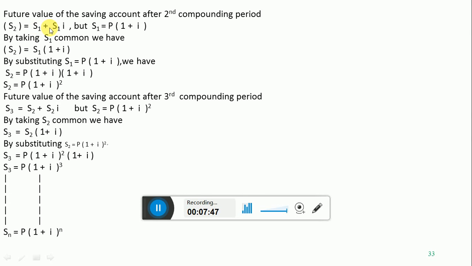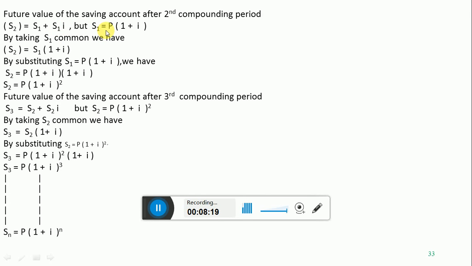So S1 plus S1I. Again, this is P plus PIN, so P is now S1 plus S1I. This is the principal amount in the account, plus this is the interest earned in the second period. You can see here the future value of the saving account after the second compounding period. So now the principal amount in the account after the first period is S1, and this is the interest earned in the second period, which is S1I.